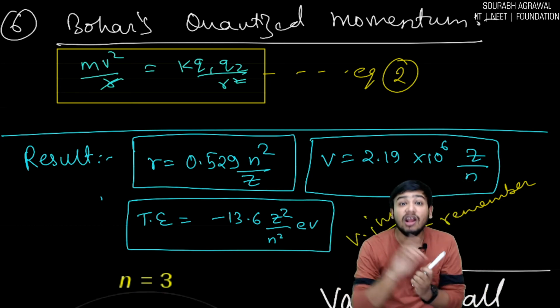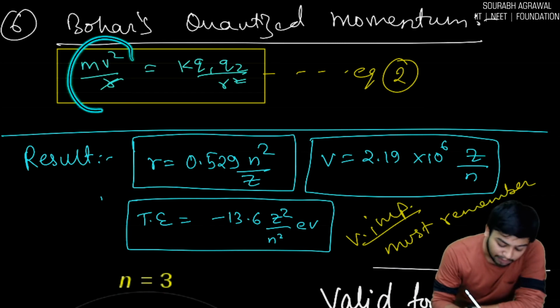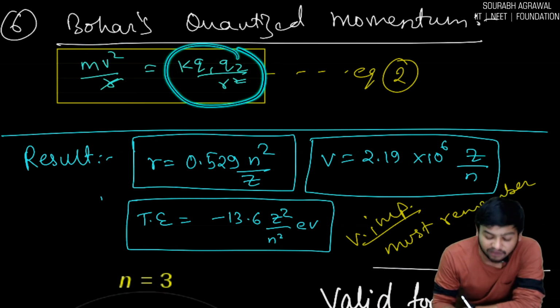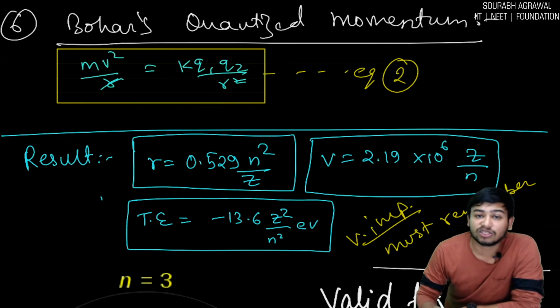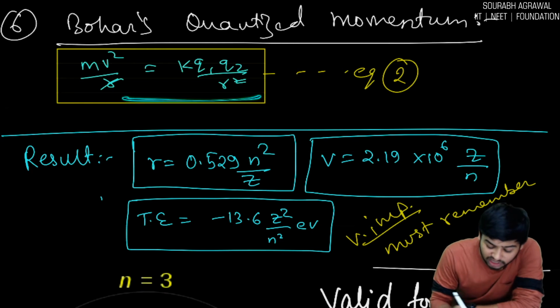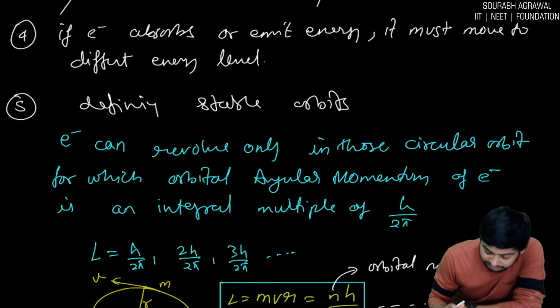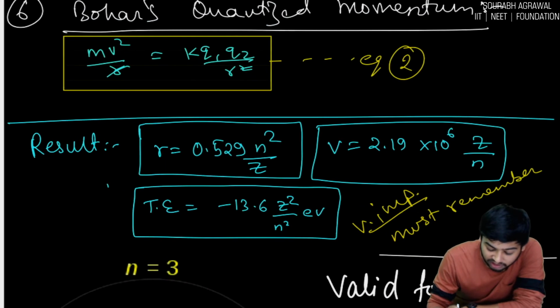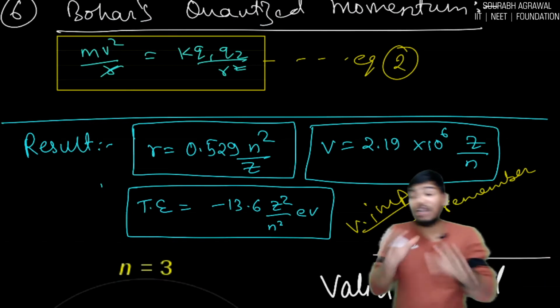So he said that the centripetal force is given by mv square by r, which he equated to the electrostatic force kq1q2 by r square. Are you getting my point? So this is equation 2 and this is your equation 1. From these two equations, what he got is very big formulas that you don't have to remember.